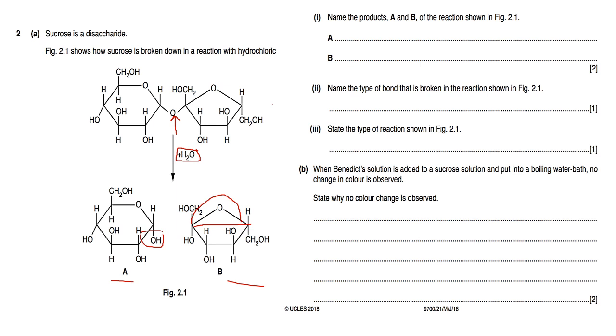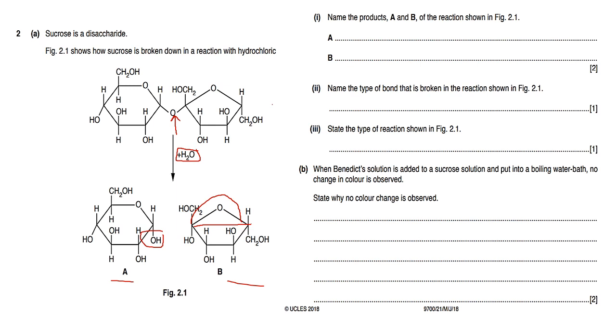Then question B here says that when Benedict solution is added to a sucrose solution and put into boiling water, no color change is observed. And I just need to point out here that for many students, the food tests, like the way you test for glucose, fructose, lipids, proteins, and so on, many students tend to think that is limited to paper 3, but it's not.